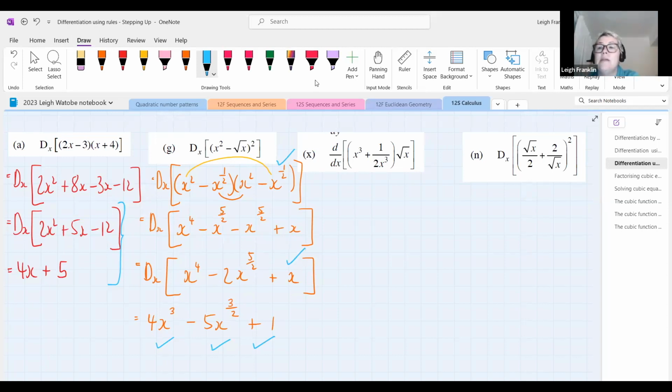Ma'am, I don't quite understand how we get the answer. What answer don't you understand? Are you talking about 4x cubed minus 5x to the power of 3 over 2 plus 1? You mean that answer? Yes, ma'am.